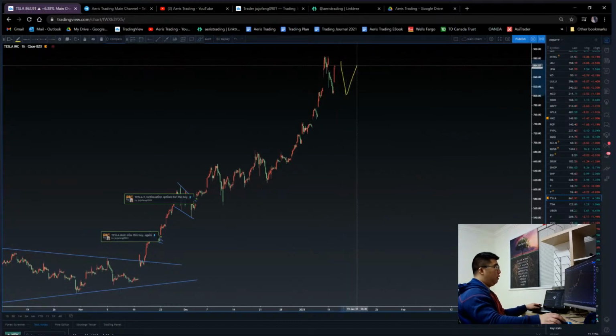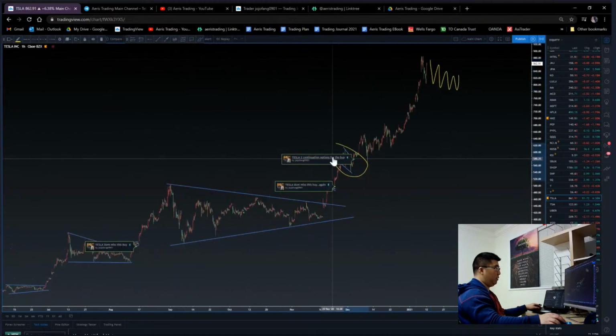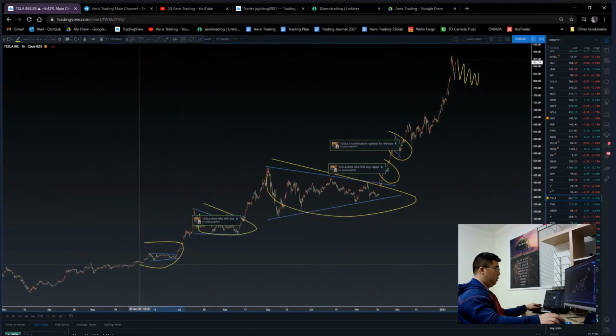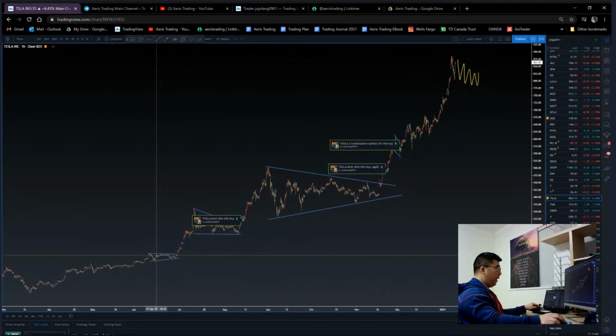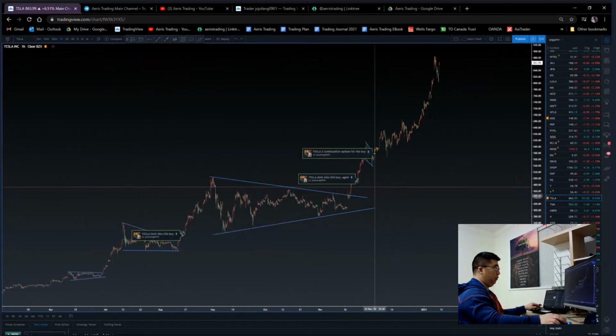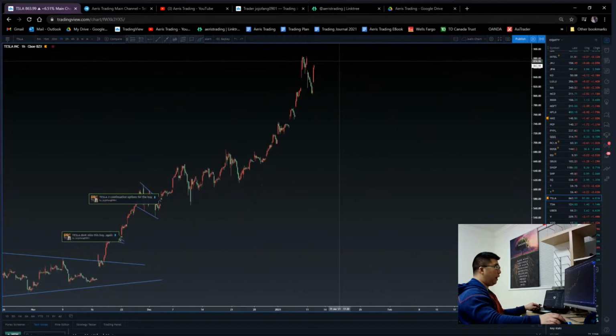The probability would be higher if we get a continuation correction, just like we have seen all the times in the past, right? These are all continuation corrections, and they always happen after a strong push, right? We see that over and over again in the market. So the higher probability opinion is waiting for a correction. But always remember, sometimes price doesn't need to form a correction and this will take off.